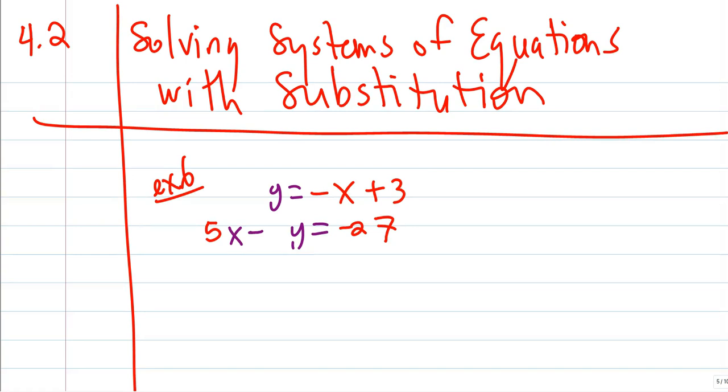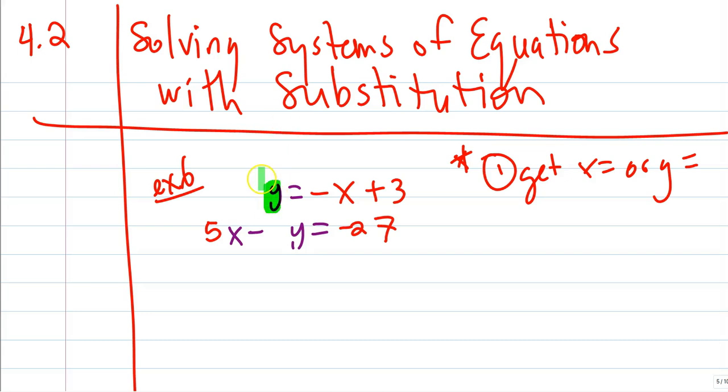So section 4.2 picks up right where we left off. We decided that this question was not fun to do by graphing. So we're going to try substitution. Step 1, we need to get either x equals or y equals. I'm going to recap and just say, I don't like to use substitution unless this is done. Then I love substitution. Look at this question. We start off with y equals. That is ready for substitution. I can take this negative x plus 3, and I can substitute it. Where? Into the other equation in place of its y. That would be step 2.